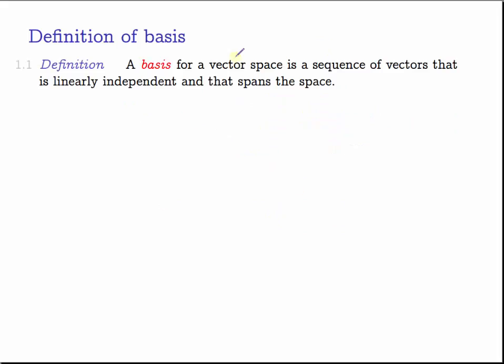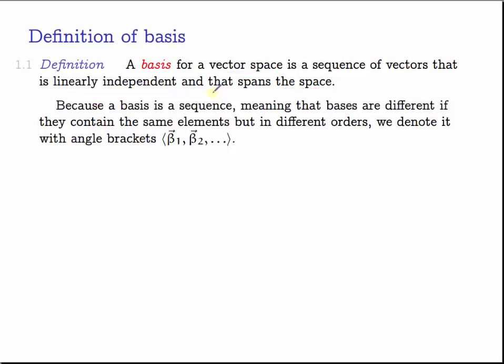Basis. A basis for a vector space is a sequence of vectors that is linearly independent and spans the space. So again, we see the notion of span is key for basis. We also have this linear independence. Because a basis is a sequence, bases are different if they contain the same elements but in different orders. We denote it with angle brackets. The first element of the basis is B1, second element is B2, and so on. All these B's are vectors in the vector space.